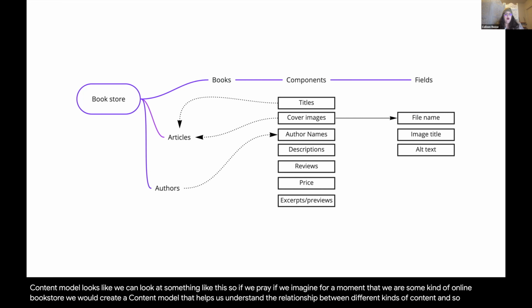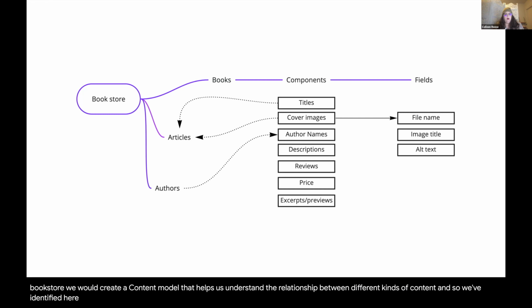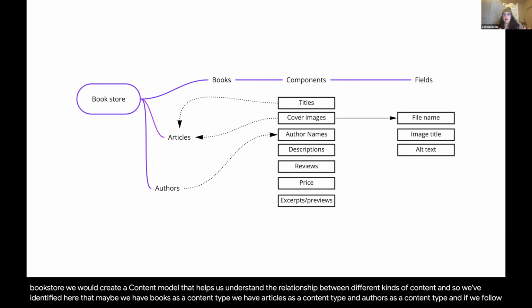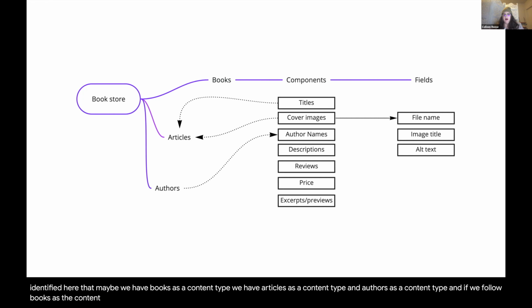And so we've identified here that maybe we have books as a content type, we have articles as a content type, and authors as a content type. And if we follow books as the content type here, those books have titles, they have cover images, they have author names associated with them, they have descriptions, they have reviews, prices, etc.